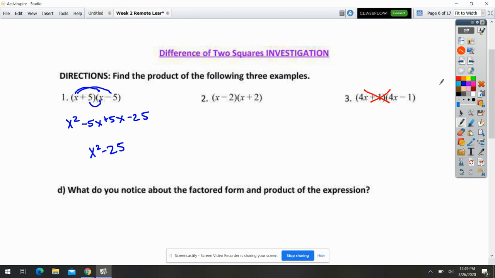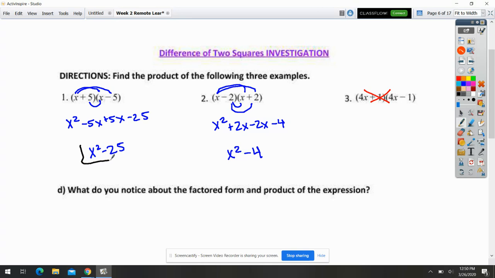Okay. And here, we're going to do the same thing. X times x is x squared. X times 2 is 2x. Negative 2 times x is negative 2x. And negative 2 times positive 2 is negative 4. So again, here, the positive 2x and the negative 2x eliminate to 0, and we're left with x squared minus 4. So these are our results.